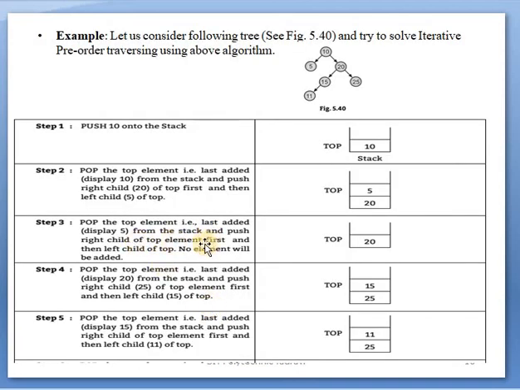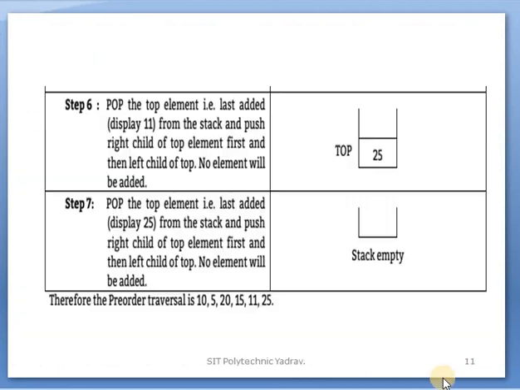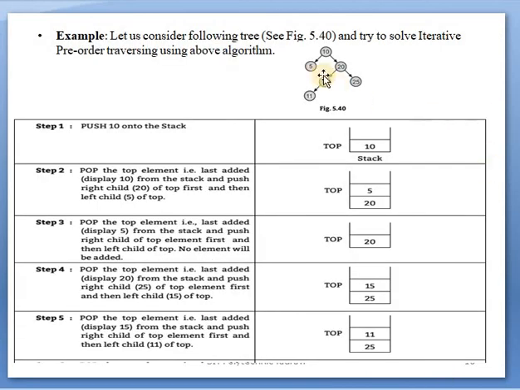Next, check the left child of the top, and no elements will be added. Next, fourth step, pop the top element, that is the last added, display 20 from the stack, and push the right child, that is 25. Again, 20 will be displayed, because 5 has no left or right child, so 5 is displayed, then 20 will be displayed. After that 15 will be added.